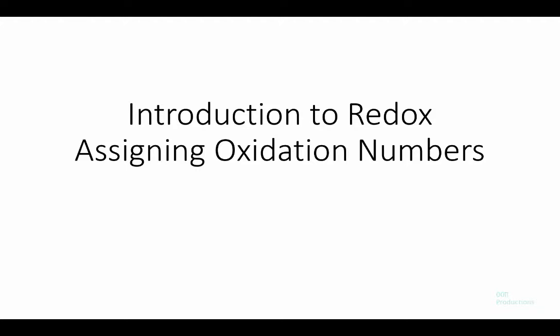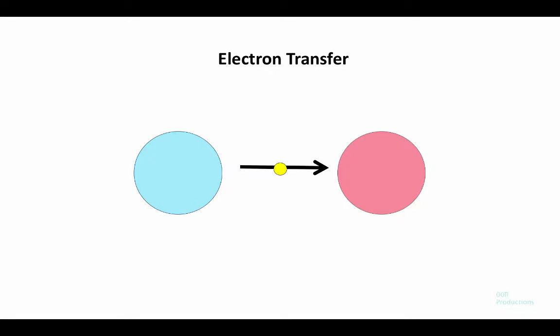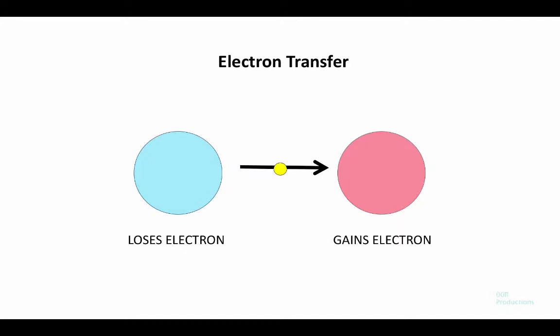Today we're going to be talking about oxidation reduction reactions, also known as redox reactions, and how to assign oxidation numbers to understand what's going on in those redox reactions. Very simply, a redox reaction, or oxidation reduction reaction, is a reaction in which electrons are transferred from one atom to another. And they're called oxidation reduction reactions because there are two different processes going on during that electron transfer. One atom is losing the electron, the other atom is gaining that electron.